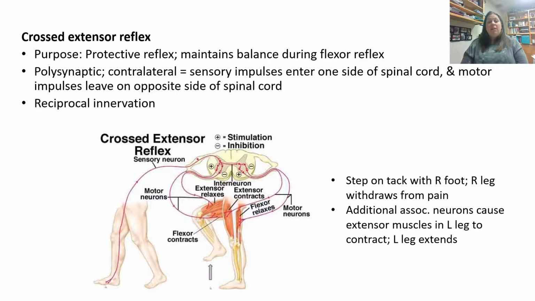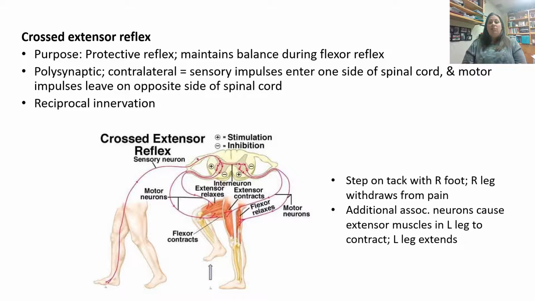Now, the crossed extensor reflex also is going to take place if you're standing up. This is a protective reflex to help you maintain your balance during a flexor reflex. So you pulled that one leg up, but you're standing now on one of your legs and you're trying to keep your balance. That is the crossed extensor reflex. This is polysynaptic, but it is considered contralateral because the sensory impulse came from, say, your right foot when you stepped on that Lego and you pull it up, but your left foot now has to help hold you up. So the sensory impulses enter from one side of the spinal cord, but the motor impulses go out of the opposite side. There's also some reciprocal innervation that happens here.